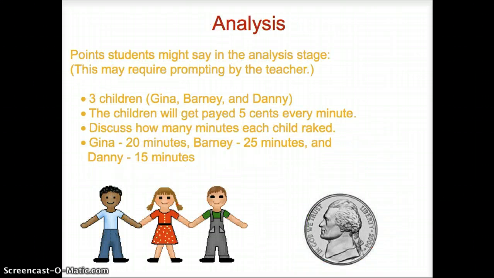Then I have analysis. The analysis stage, I feel like, will require some prompting by the teacher, especially if you are in lower grade levels. They might discuss that there are 3 children, Gina, Barney, and Danny. The children will get paid 5 cents for every minute. They will discuss how many minutes each child raked, and then you will make a note on the board that Gina raked 20, Barney raked 25, and Danny raked 15.